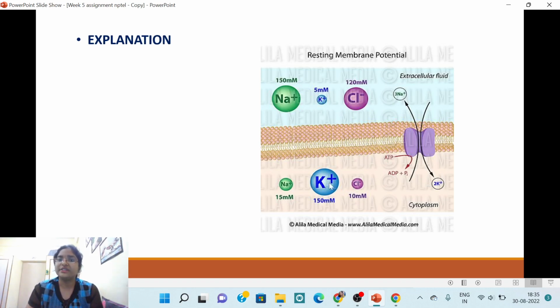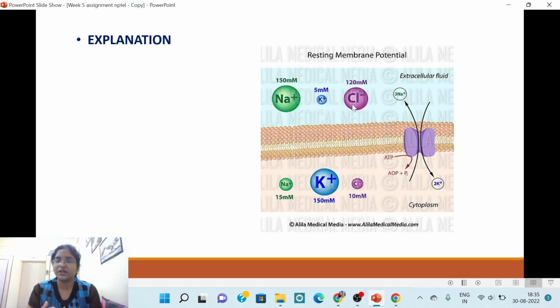So after a certain time, when the extracellular fluid has the highest concentration of Na plus ions and the cytoplasm has the highest concentration of K plus ions, at that time this ATPase comes into action and exchanges the ions through this pump. That is, 3 Na plus ions go out for 2 K plus ions coming in. This is the ATPase pump which rebalances the concentration so that the cell can go again to the resting membrane potential.